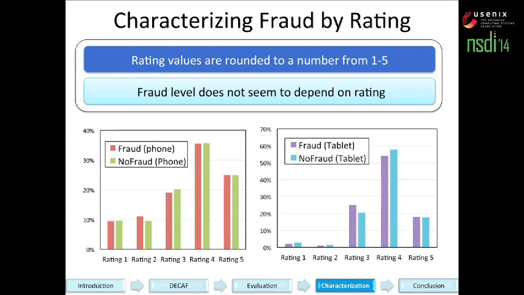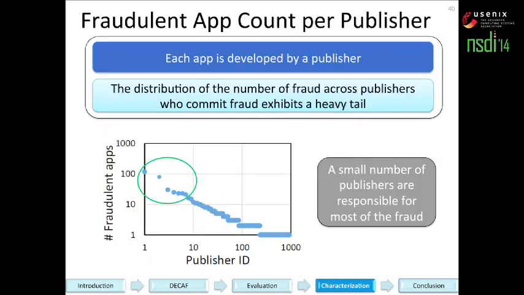For characterizing fraud by rating, rating values are rounded to a number from 1 to 5, and this shows our result. In general, what we found is that fraud level doesn't seem to depend on rating, and fraud and non-fraud apps have nearly the same rating value distribution. Finally, each app is developed by a publisher, and a single publisher may publish more than one app. We have examined how instances of ad fraud are distributed across different publishers. This plot shows our result, and what we found is that a small number of publishers are responsible for most of the ad fraud.